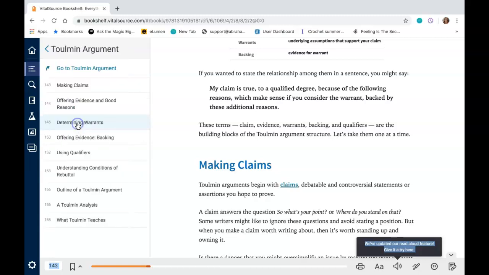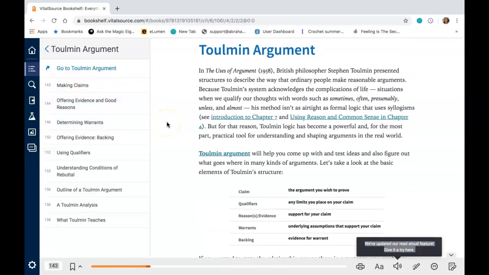It's on page 153. So the Toulmin method was started by a philosopher named Stephen Toulmin, who figured out a way of structuring arguments. And it will help you structure your argument in a way that is more logically formatted and that it's easier to explain what you want to say.